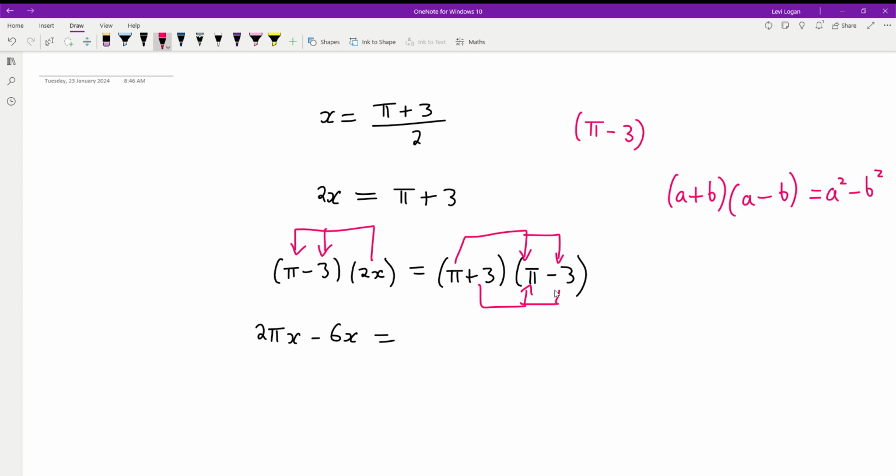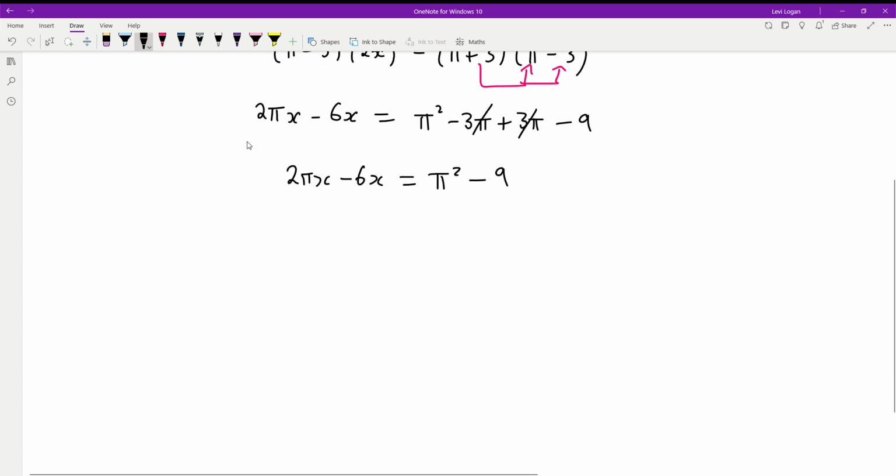So what we're going to have is pi times pi, so you get pi squared, minus, so pi times minus 3, so you get minus 3 pi, plus 3 pi minus 9. Those cancel out and we get the exact same thing as a difference of squares. So what we're going to have is 2 pi x minus 6x is equal to pi squared minus 9.